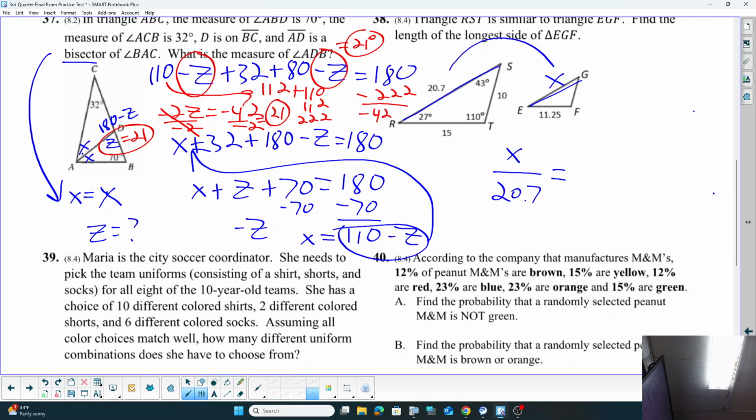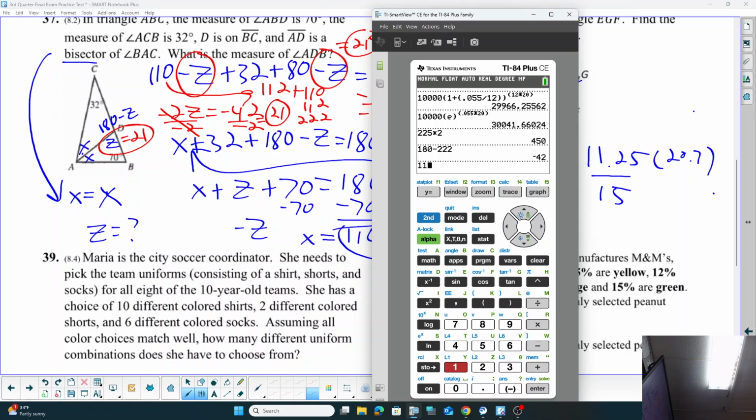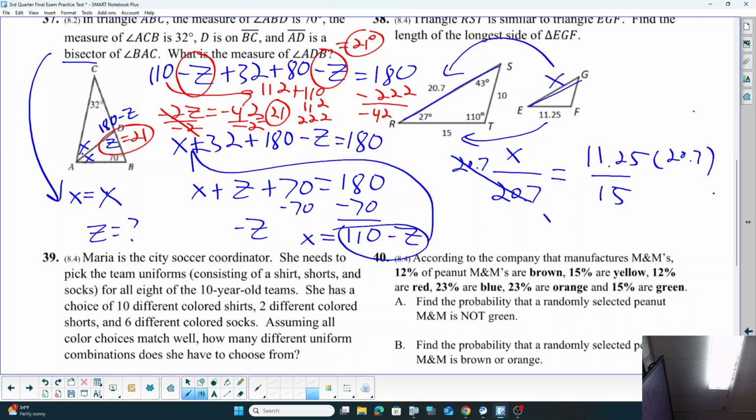So x over 20.7 is equal to 11.25 over 15. Go in the same direction. And now we'll just multiply by 20.7 to the other side and plug that into our calculator. So that's going to be 11.25 times 20.7 divided by 15, which is 15.525. Nice. So that's going to be the longest side, 15.5.